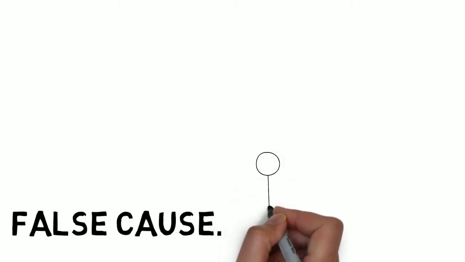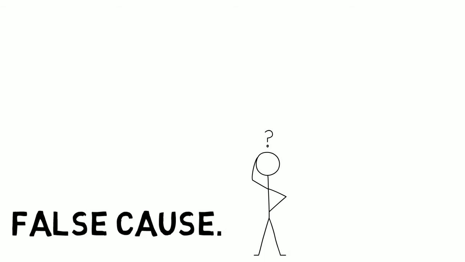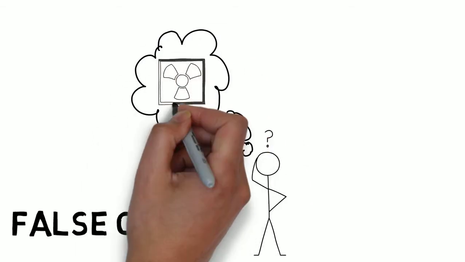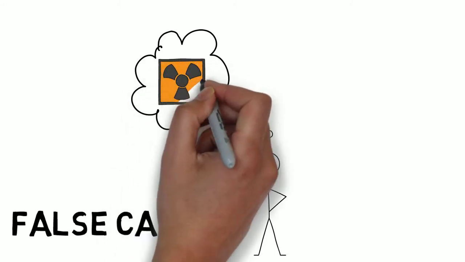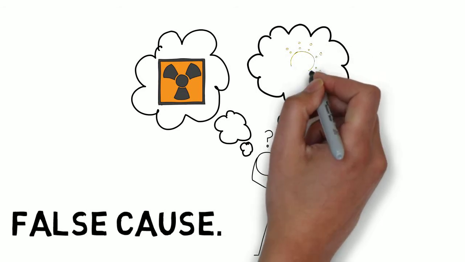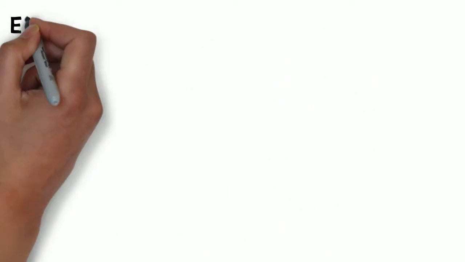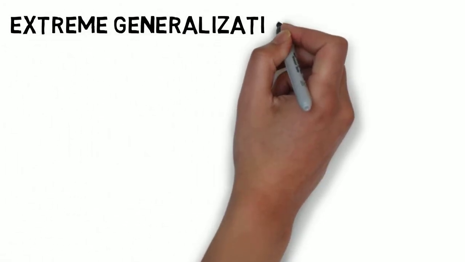Another important fallacy is false cause. And this is assuming that something caused a consequence just because it happened right afterwards. So, for example, arguing that nuclear tests caused climate change because underground nuclear tests in Nevada precipitated dramatic climate change in the area.